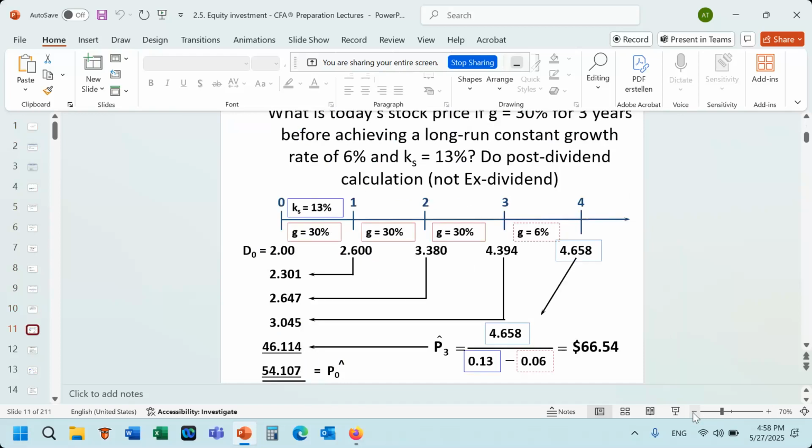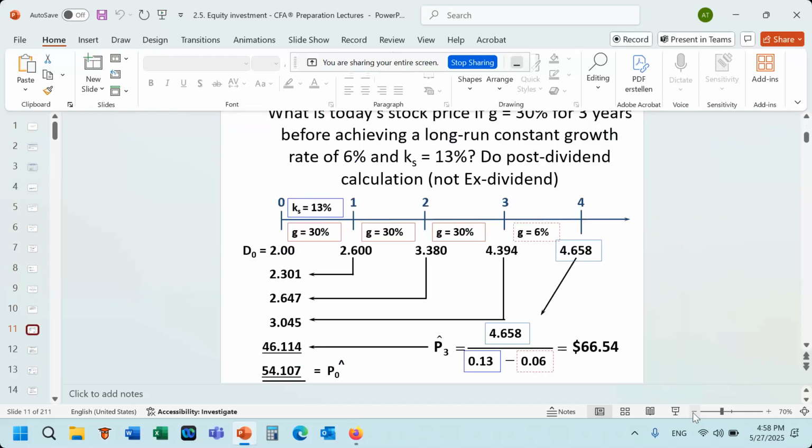On this timeline, cost of capital, Ks, is 13%. The firm has a dividend of $2 at time zero, and then it grows at a rate of 30% for 3 years. So I have g equal 30% under time 1, 2, and 3. And then after that, it grows at a constant rate of 6%, which I have it at after 3 years. Now we park the Gordon's formula under year 3. Remember that Gordon's formula works at any year.